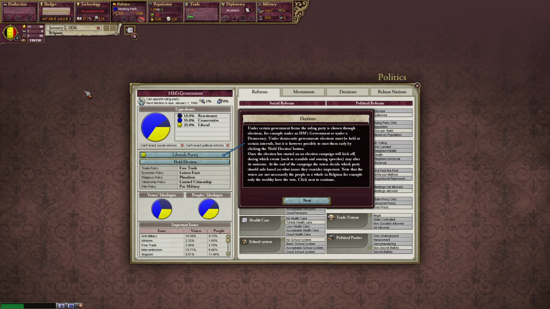Once the election is started, an election campaign will kick off, during which events, such as scandals and rousing speeches, may alter its outcome. At the end of the campaign, the voters decide which party should rule based on what issues they consider important. Note that the voters are not necessarily the people as a whole in Belgium. For example, only the wealthy have the vote. So it would be these that would be considered because they're the voters. I mean, these would be considered, but the importance would be what the voters put on them. And apparently their interventionism is and anti-military.